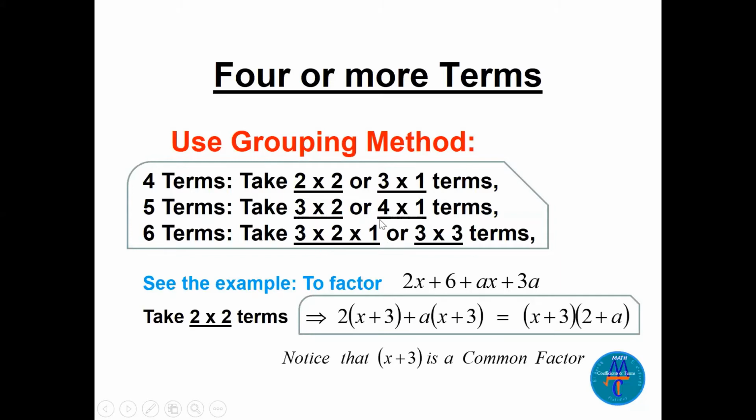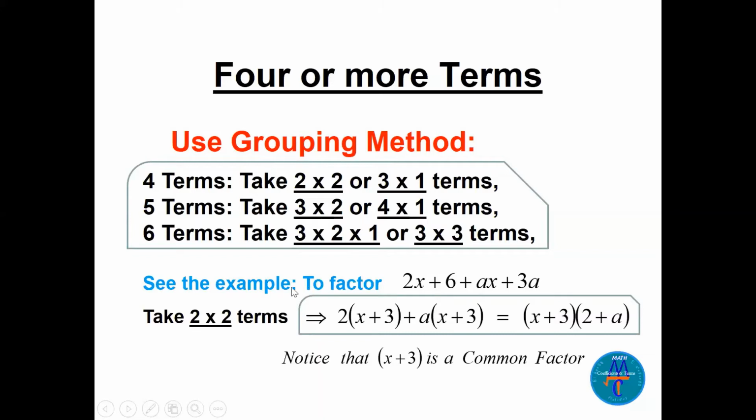So we call this grouping. You group the terms so that you can factor it. The aim is to factor it. In this slide, I put one example just to see the idea. Nice, simple, easy example: 2x plus 6 plus ax plus 3a. That's 4 terms. See, it's not easy by looking to factor it.